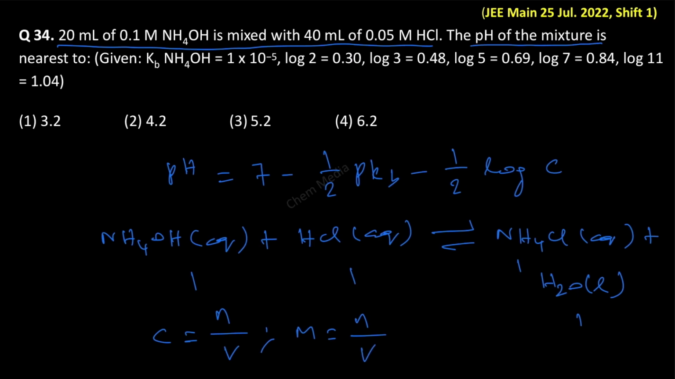So let us first find the number of moles of ammonium hydroxide and HCl. The number of moles of ammonium hydroxide is equal to molarity, given as 0.1 molar, times volume, 20 milliliter. So this is equal to 2 millimoles.